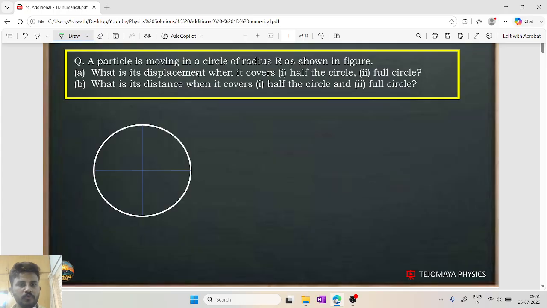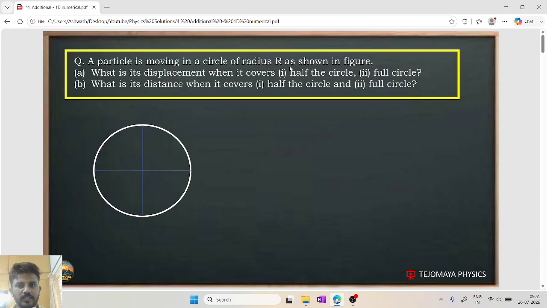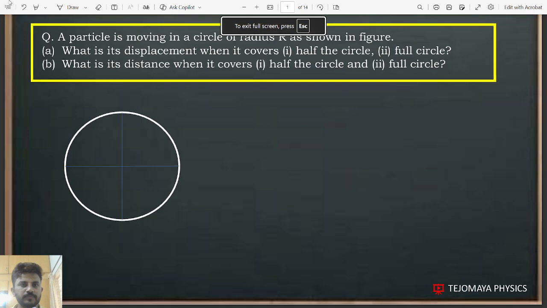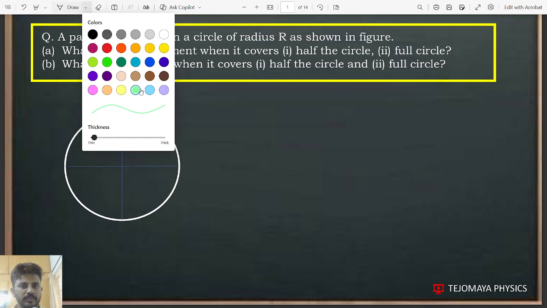A particle is moving in a circle of radius r as shown in the figure. What is the displacement when it covers half the circle and the full circle? Second question, what is the distance when it covers half circle and full circle? Let us solve this.